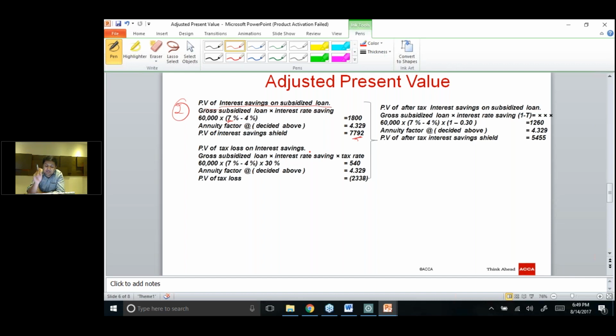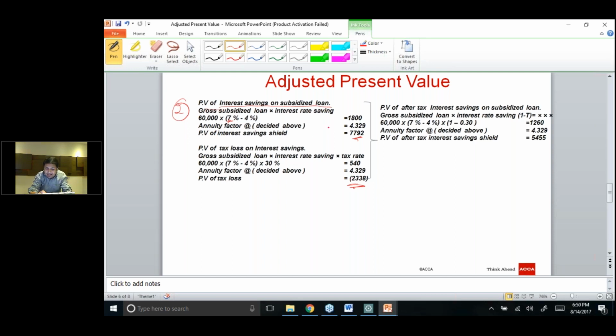But if you had paid that interest, you must have saved tax on it. Now you are not paying 3% interest, so that means you are not saving tax on it. So the next concept is, you are going to lose tax on that interest saving every year. So you have to calculate the present value of tax loss on interest saving. That is equal to $60,000 into 3% into 30%, that is equal to 540. And by discounting it with the annuity factor 4.329, the present value of tax loss is equal to 2,338.